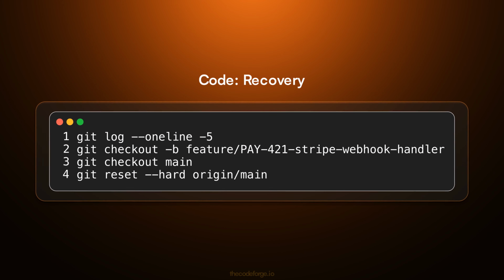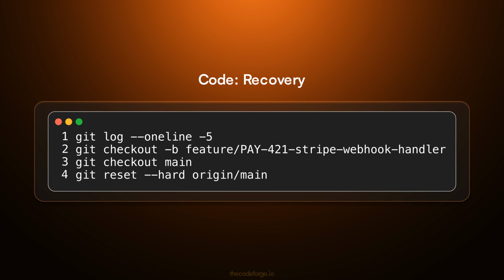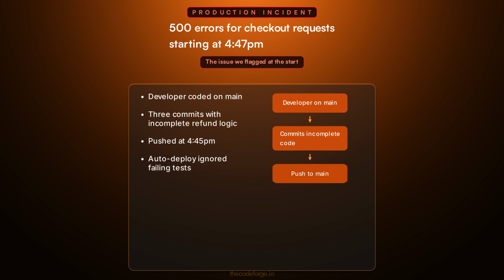First, check your log to see the accidental commits. Then create a branch to save them. Switch back to main and reset --hard to origin/main. Your commits now live only on the feature branch. This is the same issue we highlighted at the start.